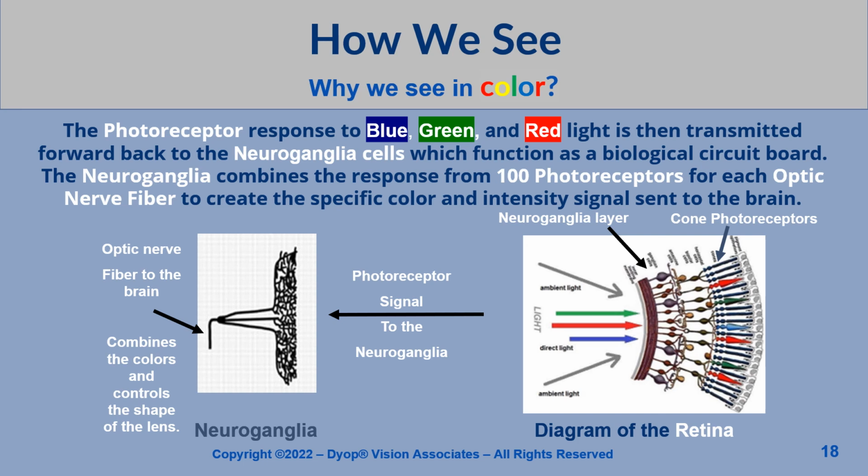The photoreceptor response to blue, green, and red light is then transmitted forward back to the neuroganglia cells, which function as a biological circuit board. The neuroganglia combines the response from 100 photoreceptors for each optic nerve fiber to create the specific color and intensity signals sent to the brain.